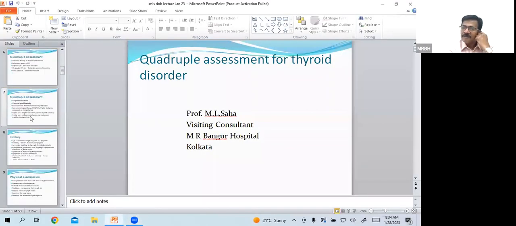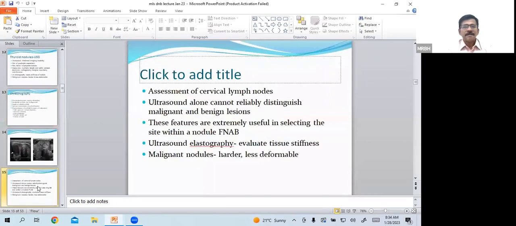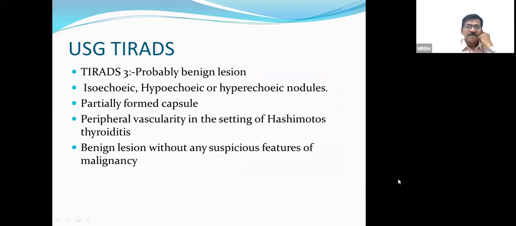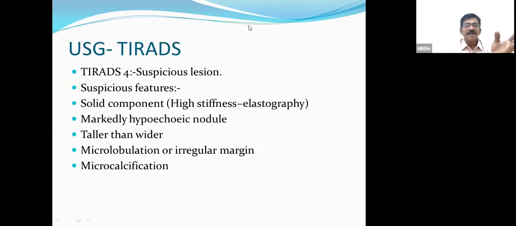Components of TIRADS. We have discussed some suspicious features of malignancy. Okay, we have come to that slide. Yes, we have discussed TIRADS, the Thyroid Imaging Reporting and Data System. Here, we classify the nodules sonographically into TIRADS 1, 2, 3, 4, 5, and 6. If it is a solid component having high stiffness on elastography, a markedly hypoechoic nodule that is taller than wider, with irregular margin or microcalcification, these are the five features which you take into consideration.